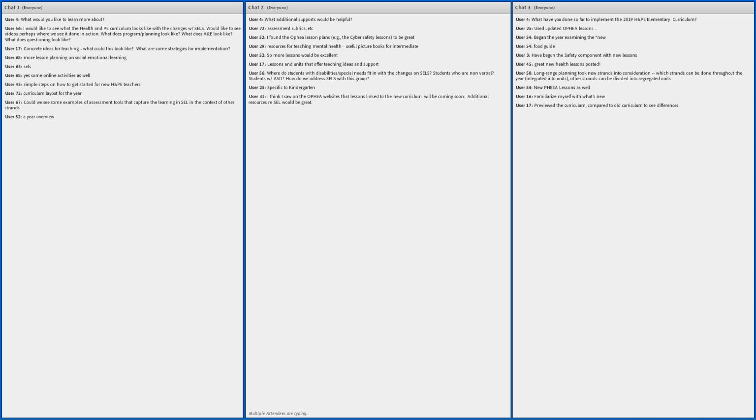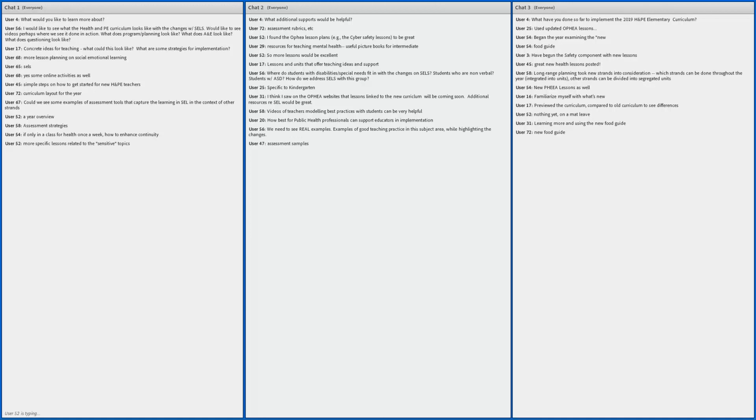What additional supports? So looking for some assessments and rubrics, useful picture books for intermediate for teaching mental health, teaching lessons and units. Where do students with disabilities and special needs fit in with the changes on SEL? So students who are nonverbal, students with ASD, and how do we address SELs with this group? So that's a great question in terms of additional support. Videos of teachers modeling best practices, how best for public health to support educators. So lots of great questions, lots of great pieces that you folks are entering into here. So thank you for sharing.